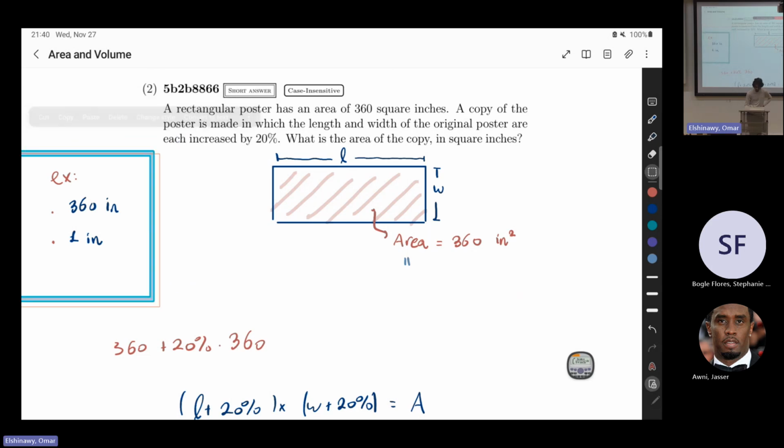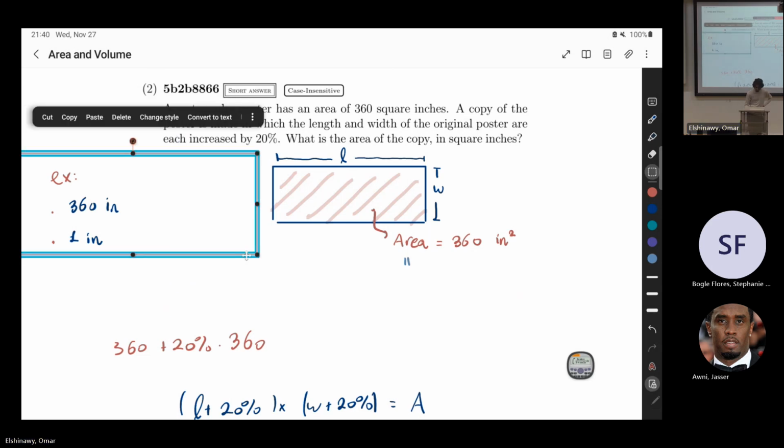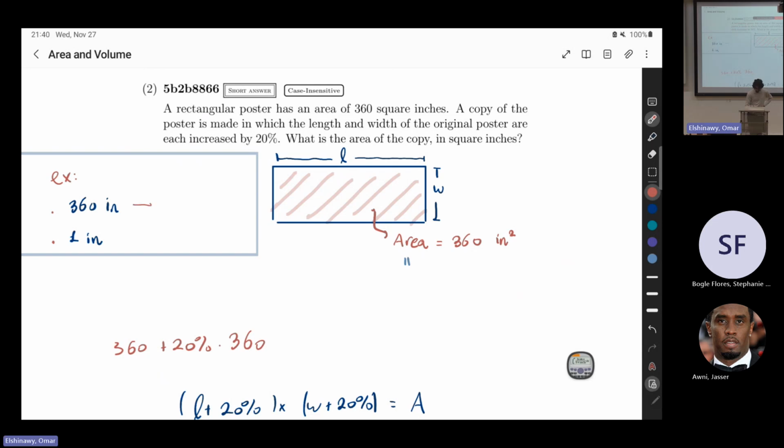Now, can you add 20% to this? I know this one is going to be 1.2. So this is going to be 432, not 372. What's 20% of 360? It's 72. Yes, yes, yes. Okay.